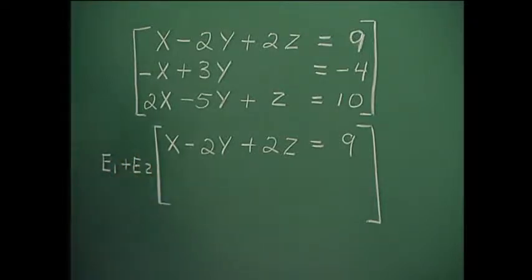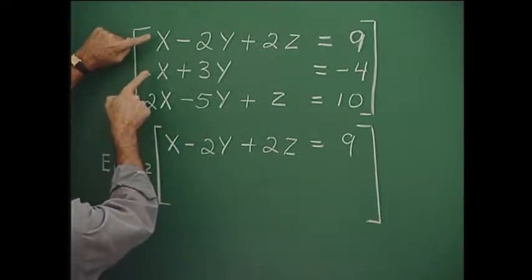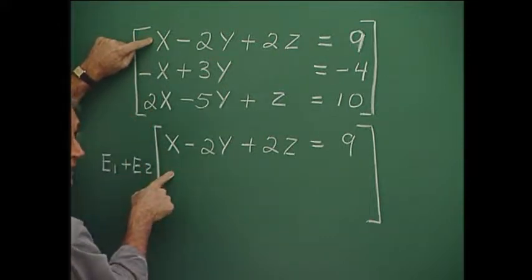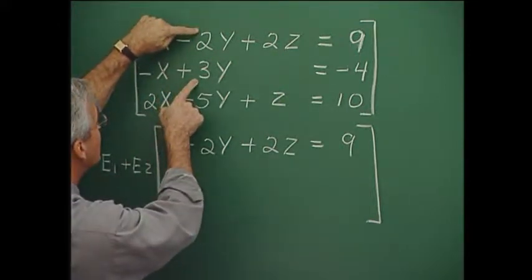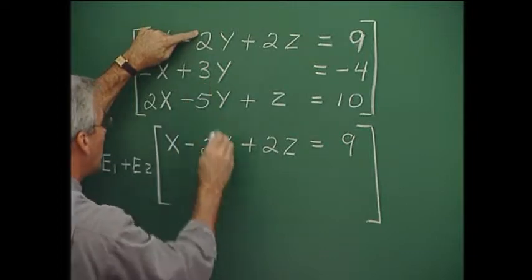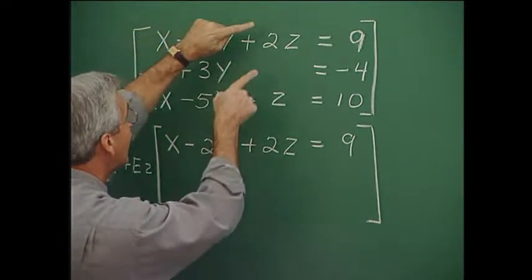Adding these two rows, we get 0 here as expected. Adding these two rows, -2 with 3, that's 1. Adding these two rows, we get 2. Adding these two, we get 5.